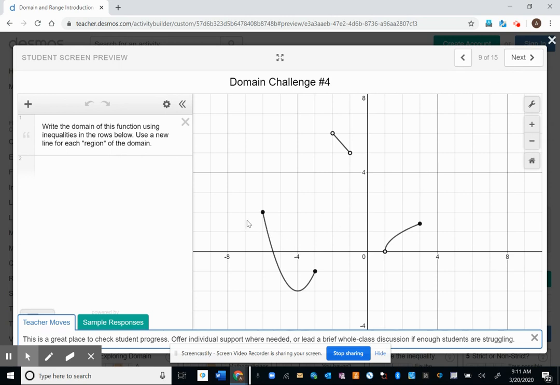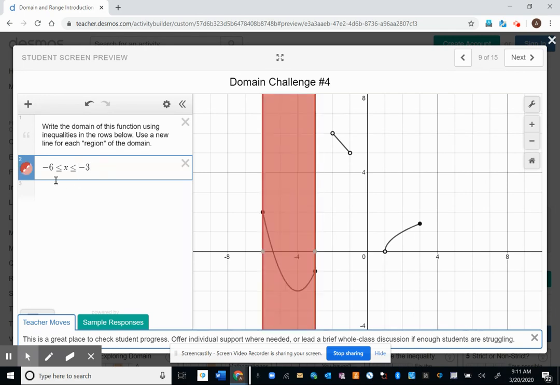Now it's going to ask me to write the domain of this function using inequalities in the rows below. When I look at this first region, it starts where x is -6 and it ends where x is -3, with closed circles at each point. So I would write -6 is less than or equal to x is less than or equal to -3. By doing that, I can see it totally matches up with that part of the graph, with a solid line on each of those closed circle points.